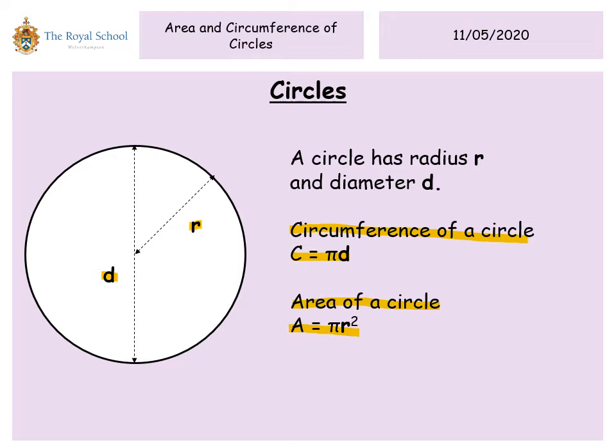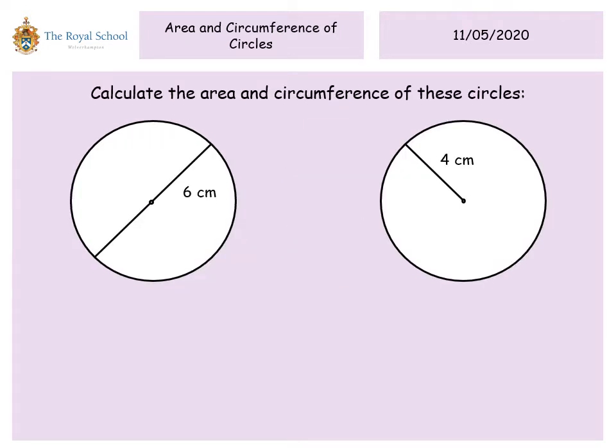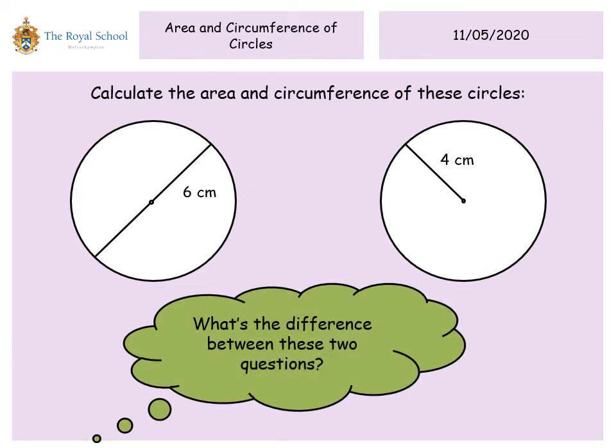So some examples of how we can do these with numbers then. So we've been asked to calculate the area and circumference of each of these circles. Now these circles both have a difference in them. So what's the difference between these 2 questions? Hopefully you should spot that the first circle has a measurement of 6 centimeters, but this 6 centimeters is all the way across, so this is a diameter. And then in the second circle, our measurement is given as 4 centimeters, but this is only from the center to the edge, so this is a radius.